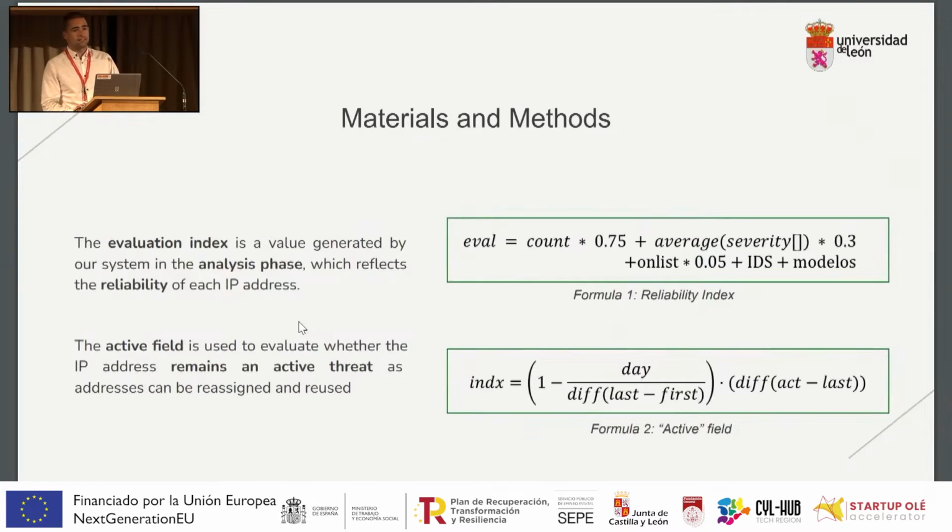In our analysis, we mainly create two important indexes. The first one is the evaluation index, which represents the reliability of each IP address. To calculate this index, we take into account different values like the count, the average severity, and whether it appears in the IDS or in the models. The other important field that we generate is the active field, which evaluates whether the IP address remains an active threat or not.